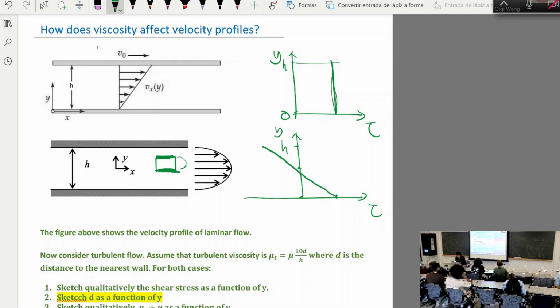Okay, so that's the first question. And the second question, d as a function of y. So if I say this is d as a function of y, of course, I think you all draw it correctly. So basically it goes from 0 to half of h, right? So this is d as a function of y.